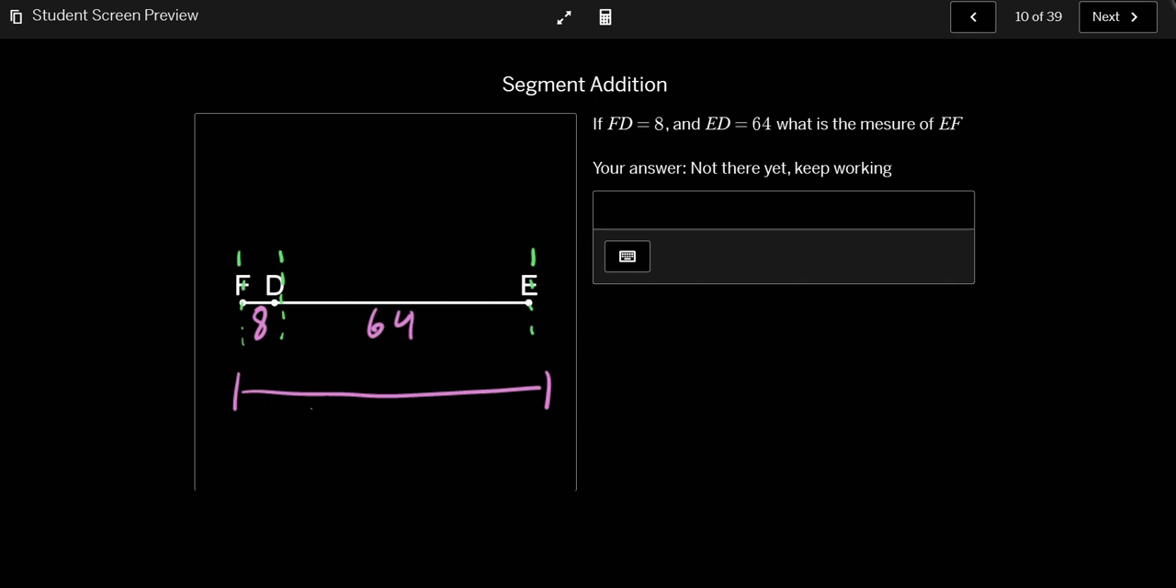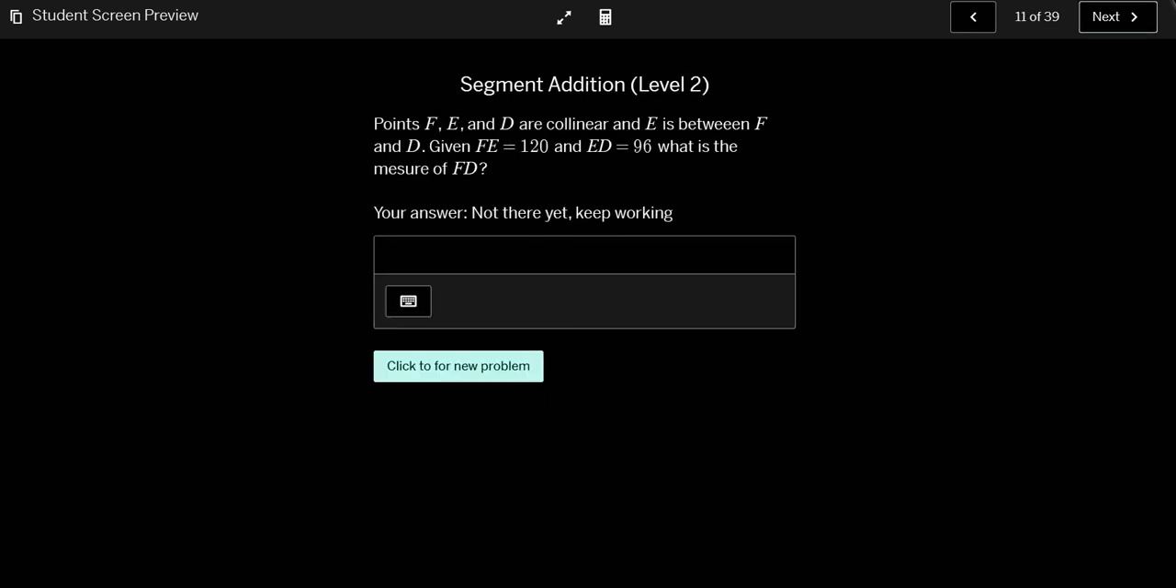So in this case, FE is equal to my 8 segment plus my 64 segment being put together, which gives us 72 as the distance for FE. So you take your smaller segments and you add them together, and it creates the whole, longer total segment. And we can do that same problem even when we don't have the diagram. So this problem here is the exact same problem that we did just a second ago, but the difference is that the diagram has been removed.